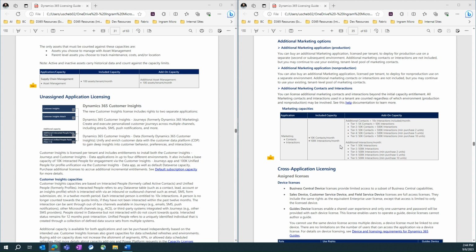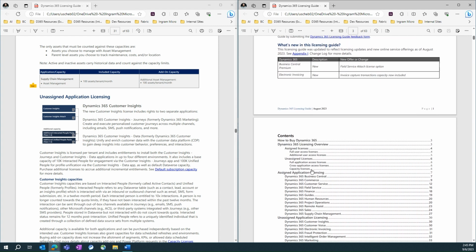So you got 10K contacts a month, 100K interactions a month. Microsoft sticks pretty hard to that 10-to-1 ratio there. And then on the add-on capacity, you had different tiers. Some of the tiers, as you see, had different purchase quantities associated with them, and you got so much depending on where you sort of fell in those tiers.